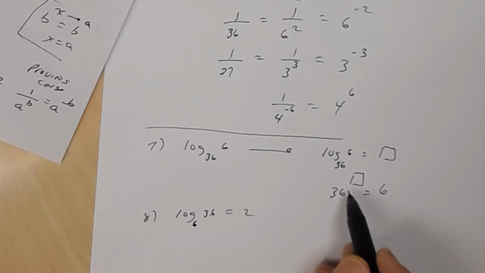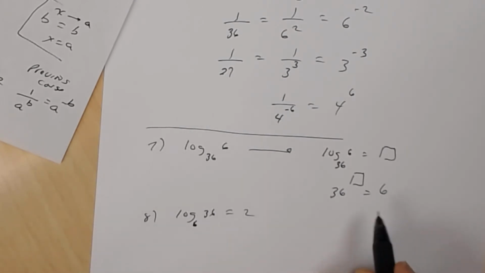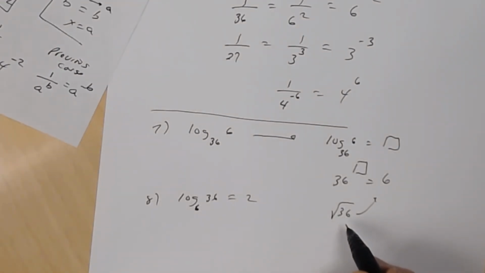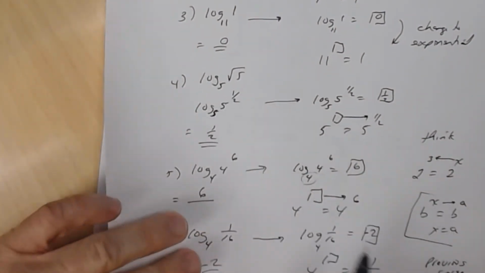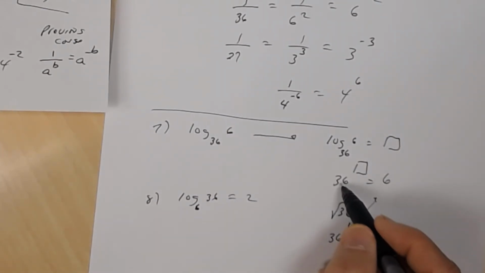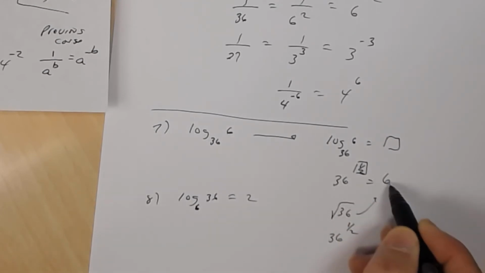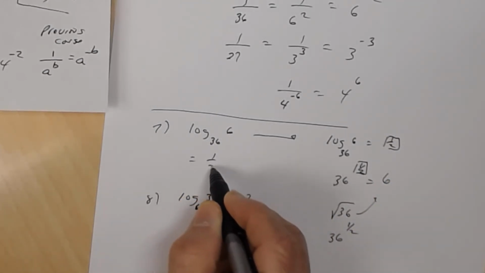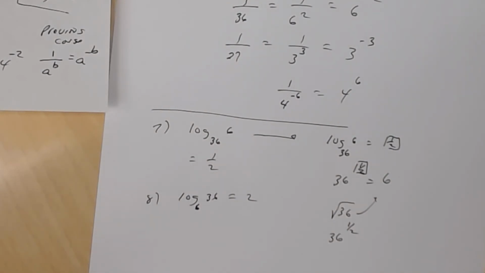Do y'all agree that I can go from 36 to 6 by taking the square root of 36? And then how can I write the square root of 36 from what we did earlier? I can write the square root of 36 as a rational exponent. That's 36 to what power? 1/2. And so 36 to the 1/2 equals 6. So that's what that box is, 1/2. That one was challenging as well. All right, that one was difficult.